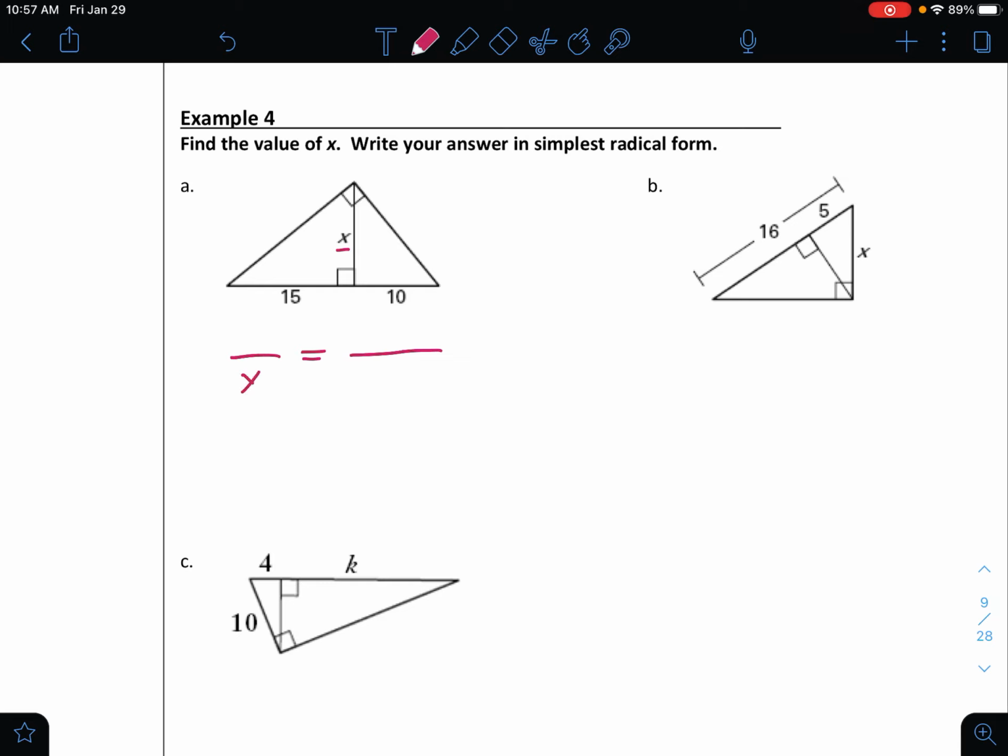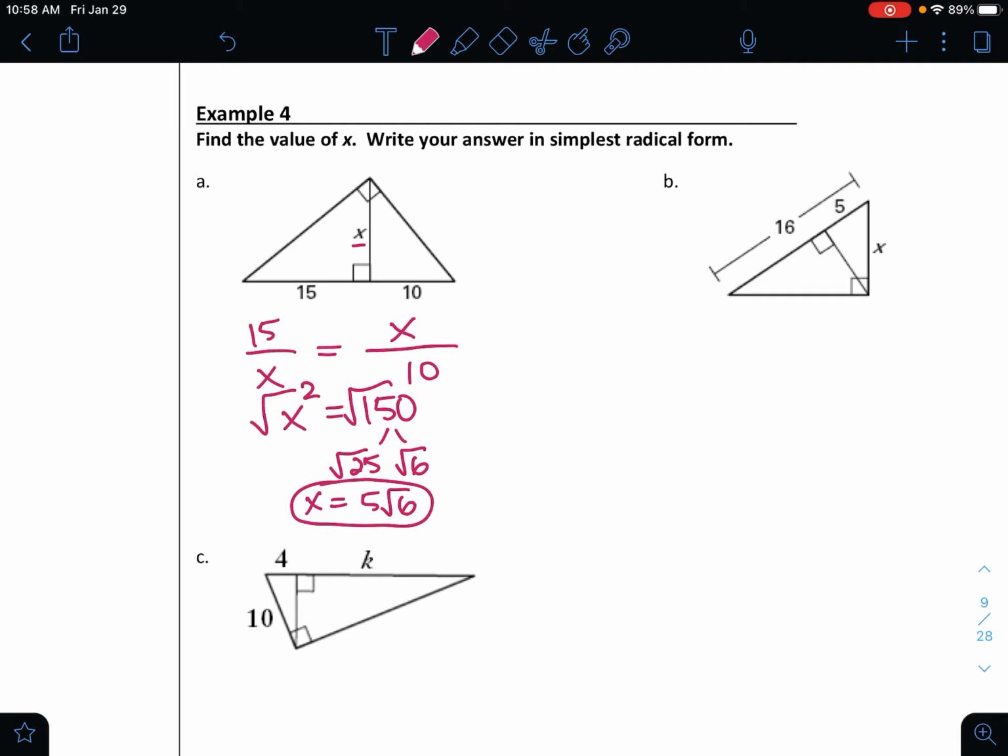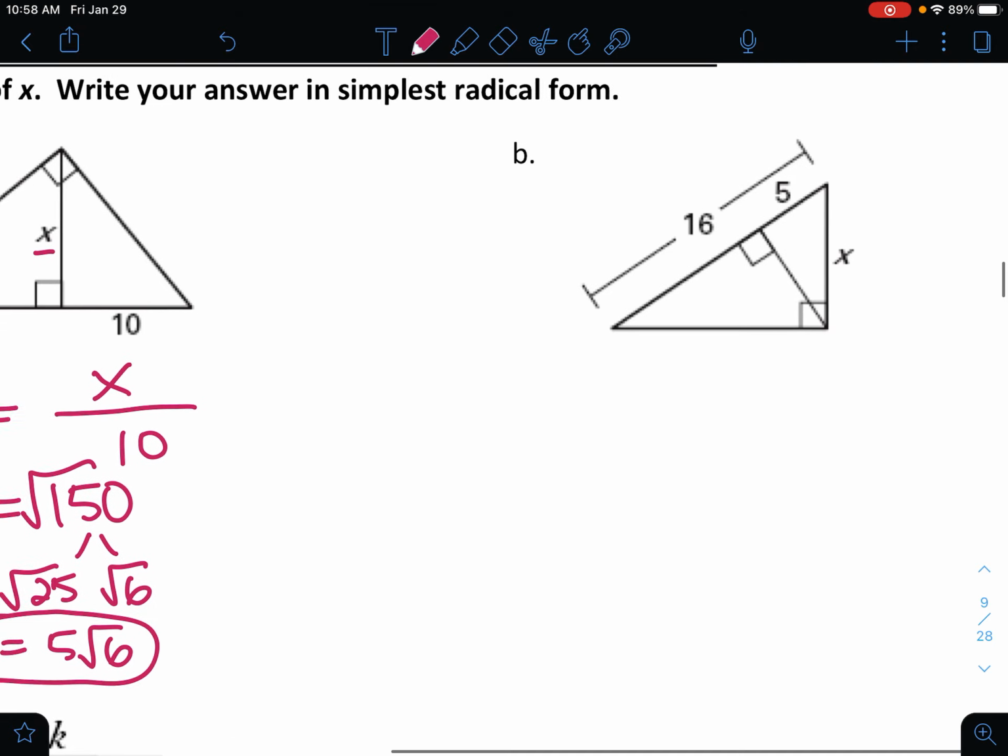Okay, I see the altitude here, so I'm going to do the altitude setup. I'm going to do the geometric mean of the altitude, so x and x, part 1 of the hypotenuse, part 2. Solving it out, 15 times 10 is 150. So I need to break this down. Let me try 25. If you end in a 0, 25 will often work, and 25 is a perfect square. So square root of 25, square root of 6. So I get x equals 5 square root of 6.